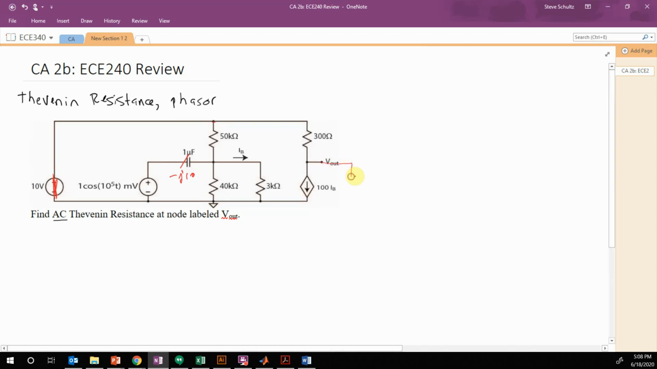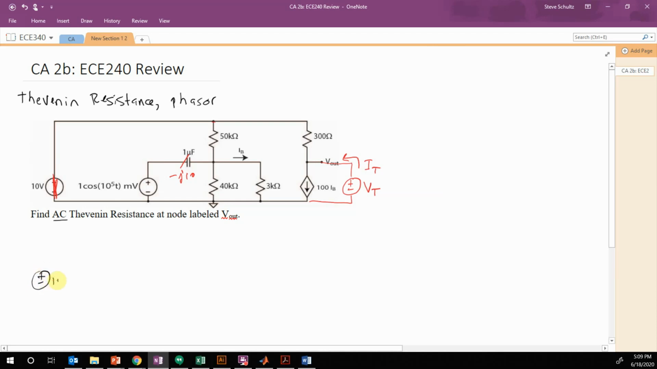Since we have a dependent current source, we're going to come in here and use a test voltage of VT and try and figure out what my IT is there. Okay, so let's redraw our circuit with it folded and doing our phasor conversion.